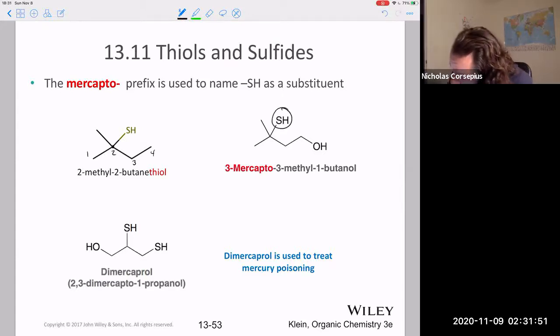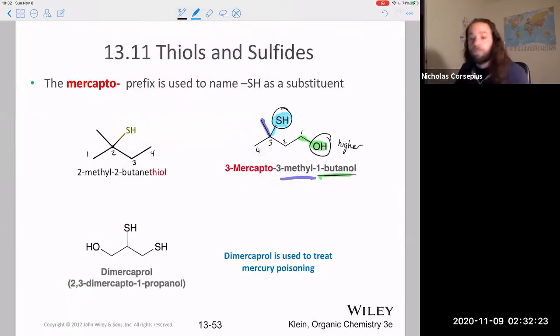When I have both a thiol and an alcohol functional group, the alcohol functional group is higher. So I'm going to number it in such a way that it gets the lowest possible number. So this would be a 1-butanol. That refers to this portion here. I got my methyl group off of carbon 3, so 3-methyl. But importantly now, I'm going to refer to this SH, this thiol group, by its prefix, mercapto. So this is 3-mercapto-3-methyl-1-butanol.